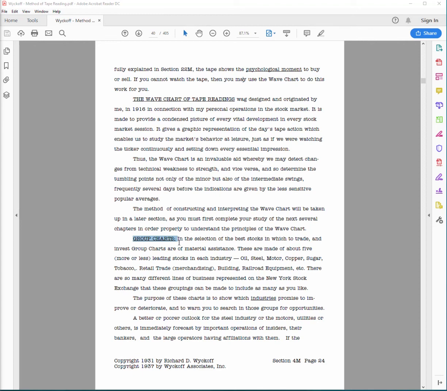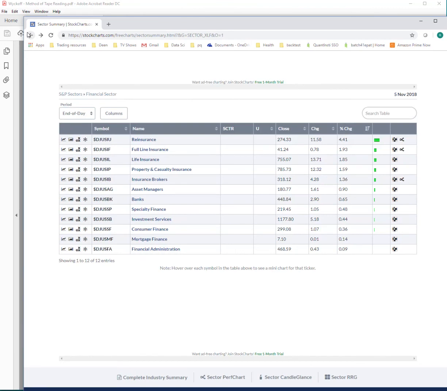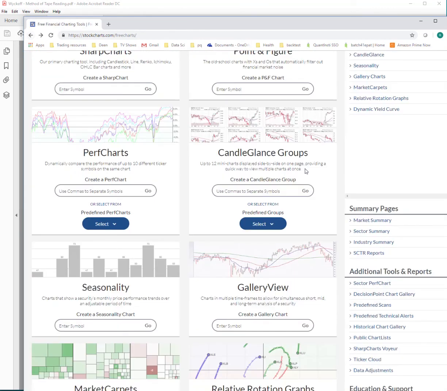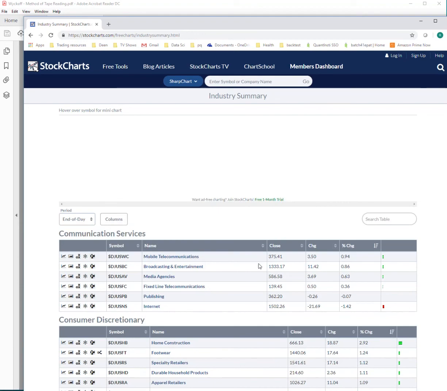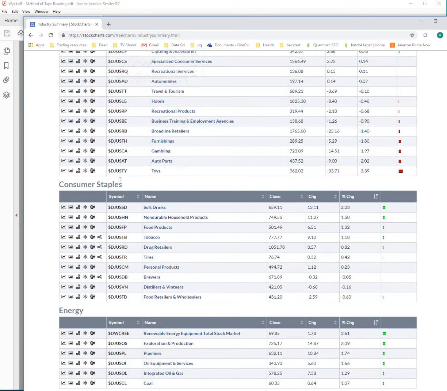But I don't know. The purpose of these charts is to show which industries promise to improve or deteriorate and warn you to search in those groups for opportunities. A better or poorer outlook for the steel industry or motor. Okay, whatever. The whole point is this. Alright, so we go through. Maybe see more of which industries. I think this is better.